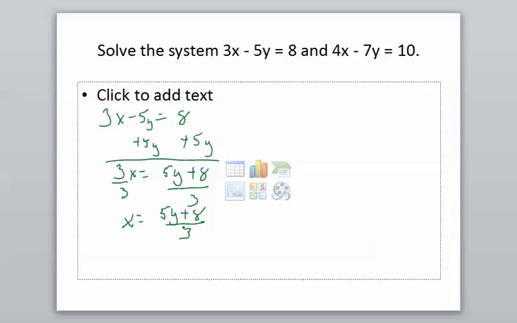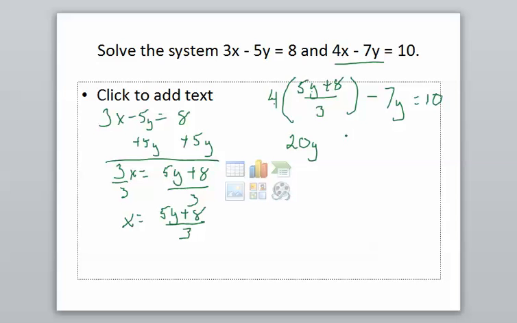Leaving it in that form, I'm going to substitute it into this other equation over here. So 4 times 5y plus 8 divided by 3, minus 7y equals 10. Well, I need to do the distributive property here. So 4 times 5 is 20y, 4 times 8 is 32, but this is still divided by 3, minus 7y equals 10.